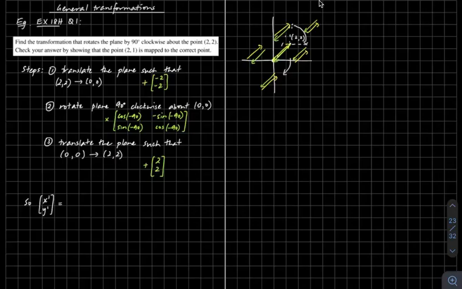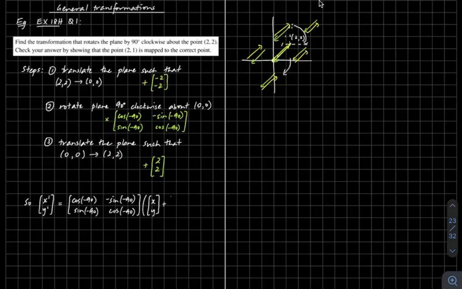So the final image point for any of these, if I do my cos negative 90, sine negative 90, so cos negative 90, let me write it in here just so we know where it's come from, cos negative 90, negative sine negative 90, sine negative 90, and cos negative 90. But before we did that, we needed to do the transformation. So here's where we're starting.